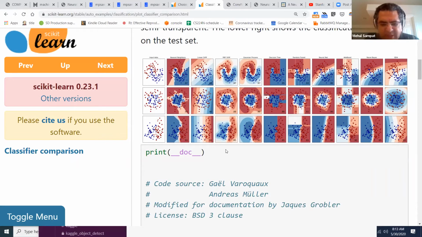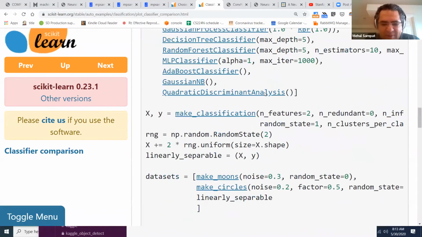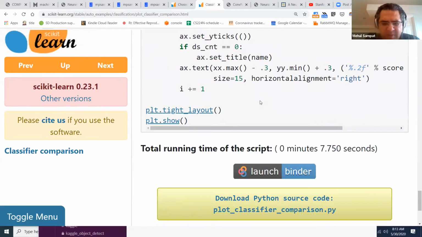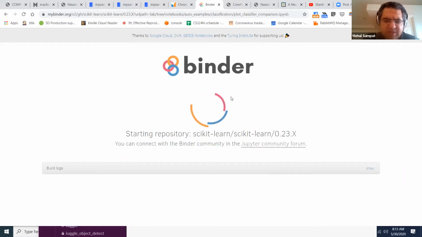So one nice thing about scikit-learn is, I was wondering, okay, I want to run this code, but I don't want to install everything on my own. I mean, I could, but I'm just lazy. So what a lot of these things have started doing is, when you have a script like this, many of them have a launch in Binder. Let's see, hopefully this live demo works.